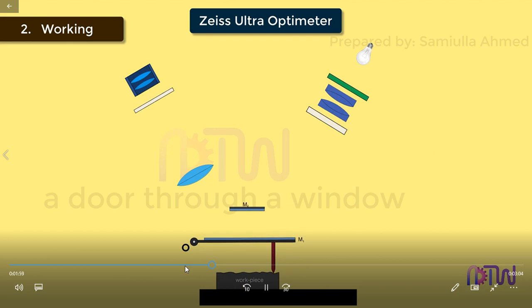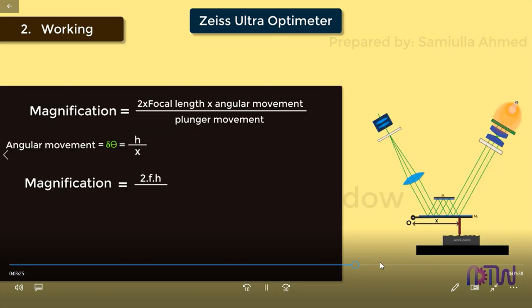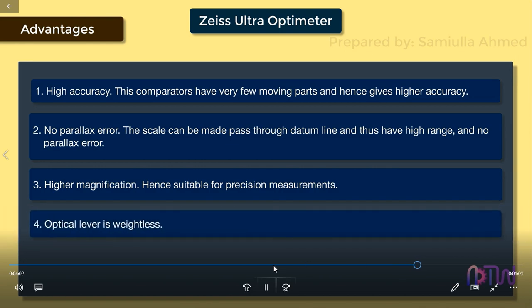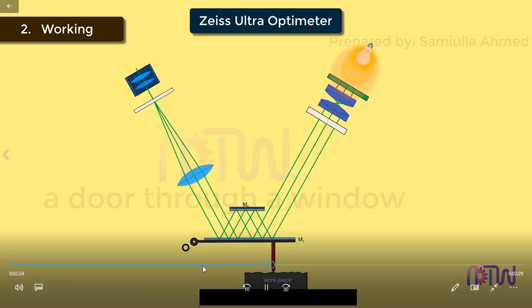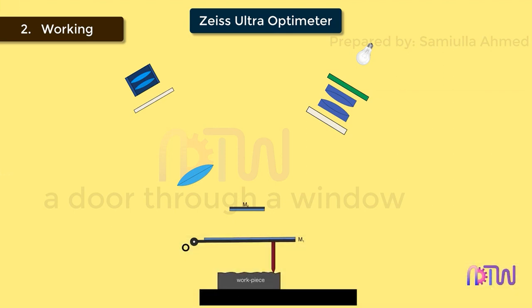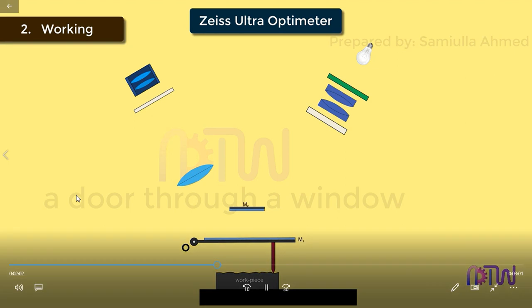I already told you how it works. Now see how the plunger moves the mirror through certain angles. It is a very simple, self-explanatory figure, already discussed.